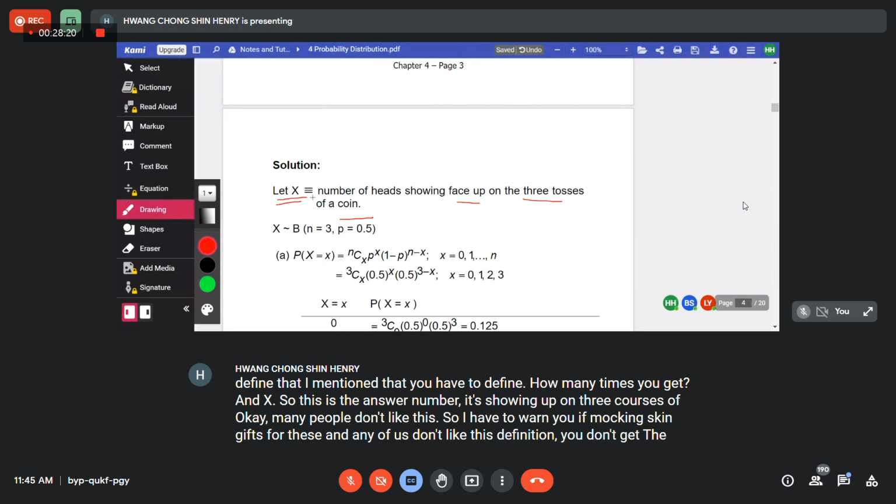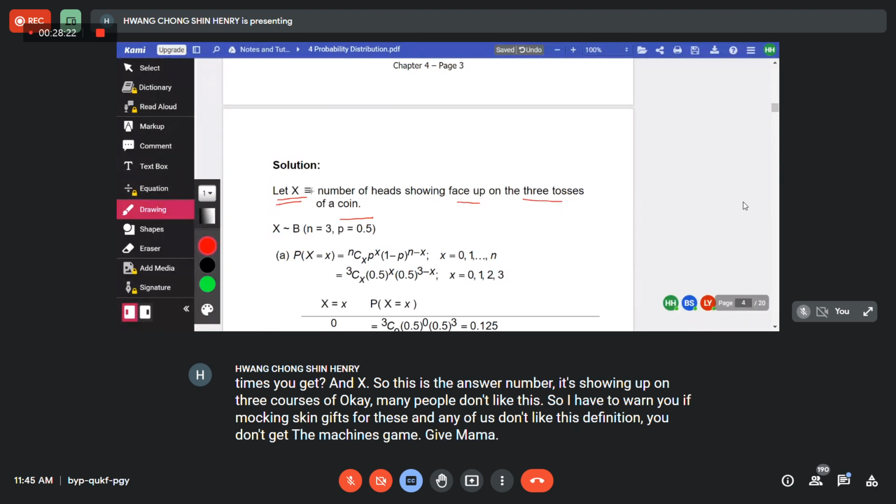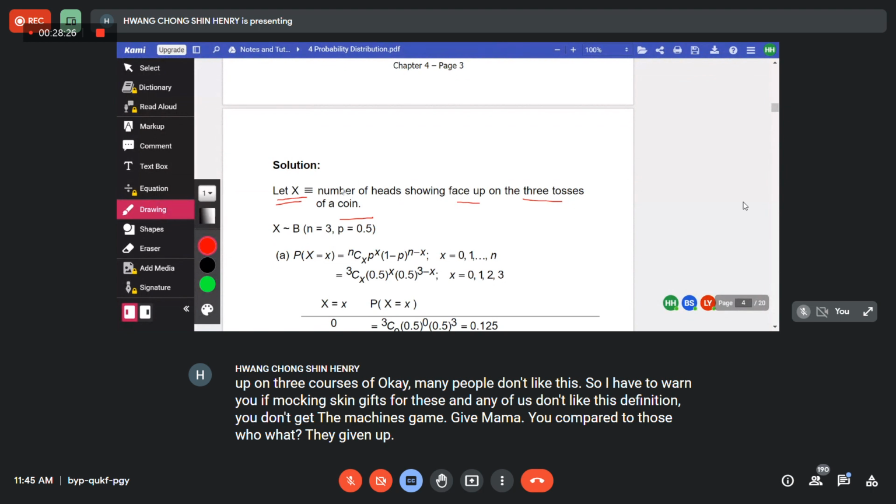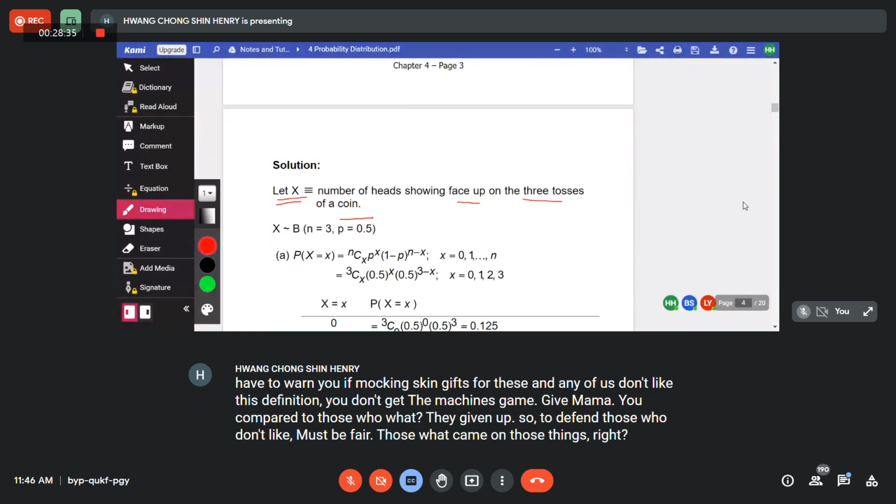If the marking scheme gives 1 mark, then those who don't write don't get 1 mark, compared to those who write, who get 1 mark. To be fair, those who write get 1 mark, those who don't write don't get 1 mark. Must be fair, right? Simple as that.